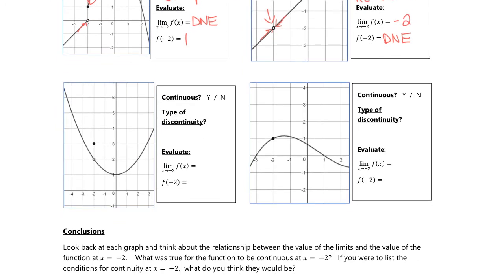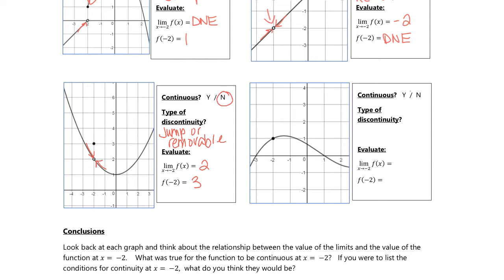Okay, for our next one, is this a continuous function? No. The type of discontinuity, I would accept actually either a jump or removable. When I take a look at the limit as x approaches -2, approaching from the left and the right, it's the same. When I evaluate my function at -2, it evaluates at 3.